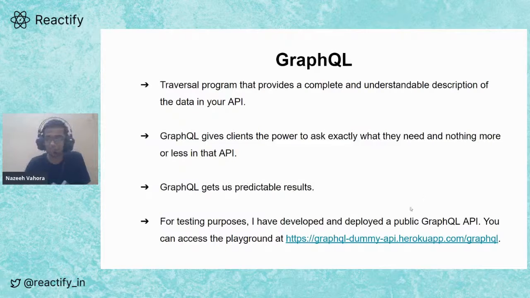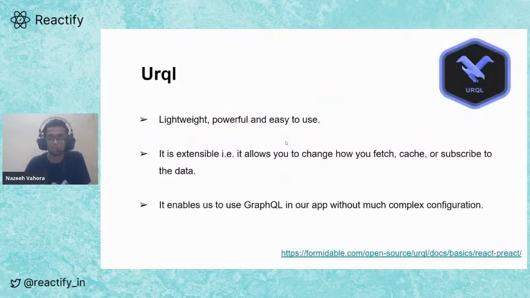So we have our GraphQL API ready. Let's integrate it in our React app. We can integrate a GraphQL API in many ways, like using any GraphQL client. But instead of a GraphQL client, I'll be using a package called Urql. There are mainly three reasons for me using it. Firstly, it is lightweight, powerful, and easy to use. Also, it is extensible. That is, it allows you to change how you fetch, cache, or subscribe to the data. And lastly, this is my favorite, it enables us to use GraphQL in our app without much complex configuration.